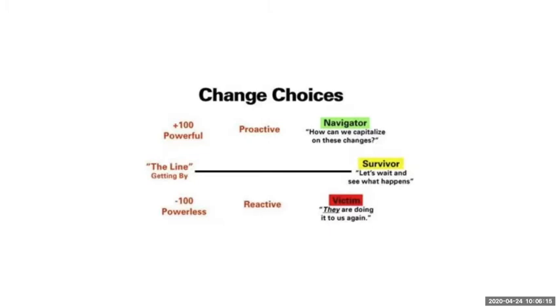Otherwise, we'll take a brief look at another response that Clemmer describes, the victim response, which is the most powerless response, a reactive response. It sounds like, "They're doing it again," or "Why does this always happen to me or to us? What does the universe have against me?" Or sometimes people might even think, "What does God have against me?" He calls it blame storming. It's like somehow somebody else is doing this to me.